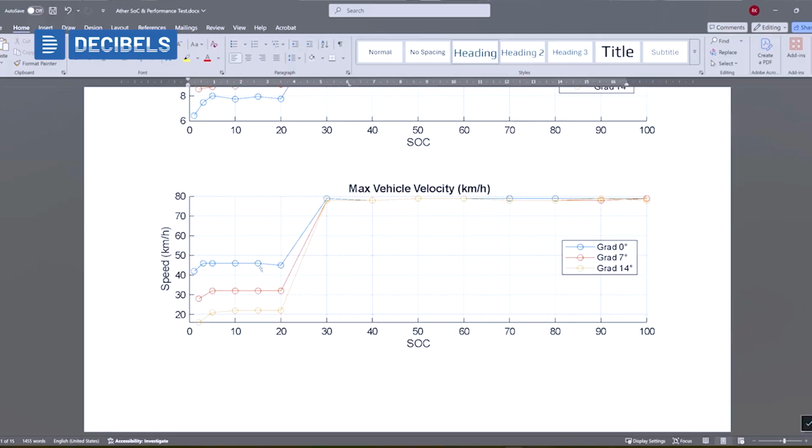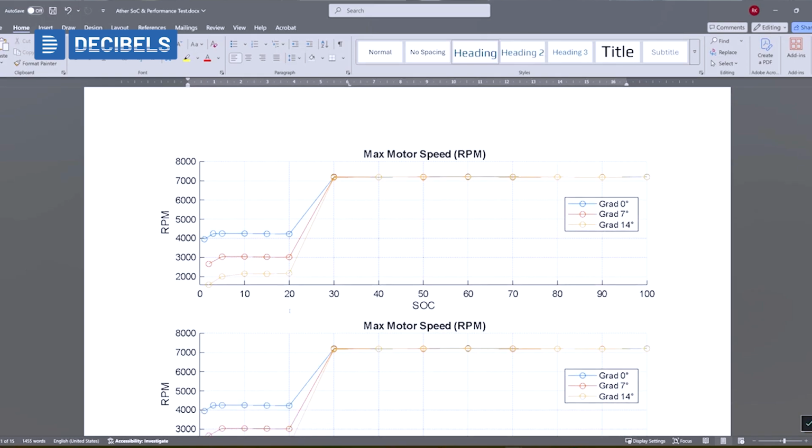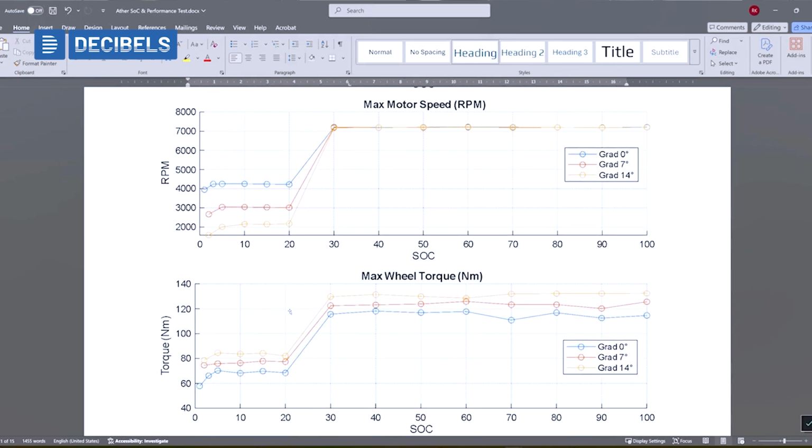For gradients 7 and 14, you can see there is a significant drop in the vehicle speed as well. That is one more observation that we have. This is the same thing correlating to the motor speed as well. The motor maximum operating speeds. Very nice. So this is the maximum wheel torque on the wheel side. If we conclude this with the energy consumption.